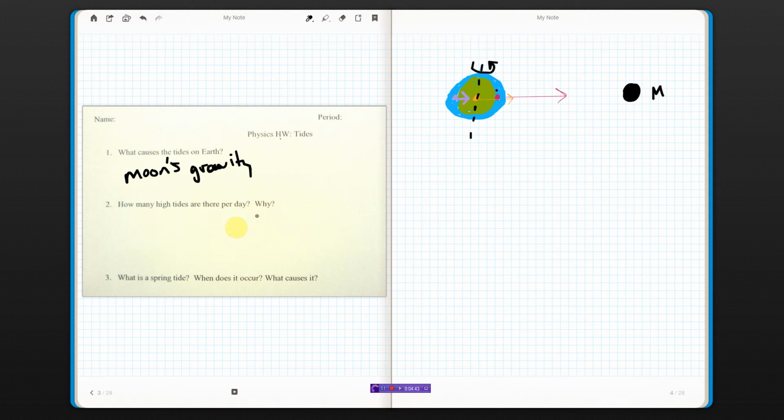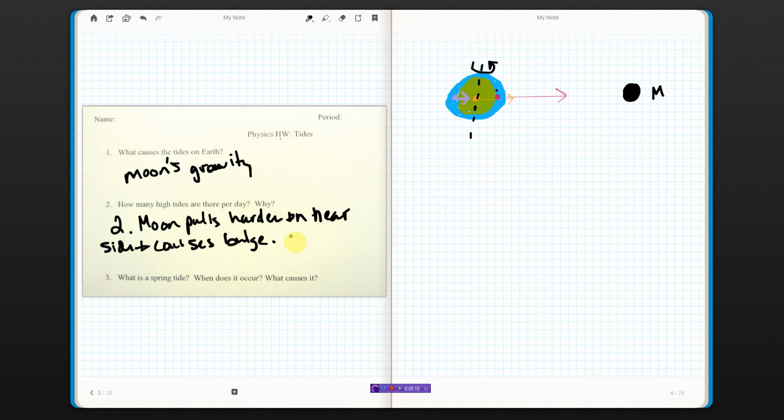Gravity, okay? How many high tides are there per day? Well, there's two, because the moon pulls harder on the near side, and causes a bulge. It pulls least on the far side, leaving a bulge behind. That's kind of simplistic, but that's basically what's going on.